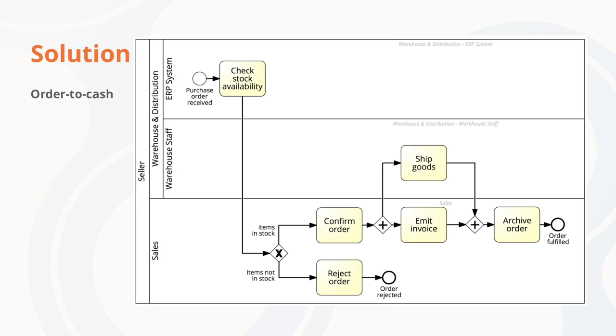Now we execute two activities in parallel. The sales department emits the invoice, and meantime, the warehouse staff ships the goods. So now we see that indeed it makes sense to place two or more activities in parallel when their execution is demanded to different divisions within the organization. Like in this case, warehouse ships goods and sales department emits the invoice. Once both activities have been completed, then the sales department can archive the order, upon which the order is fulfilled.